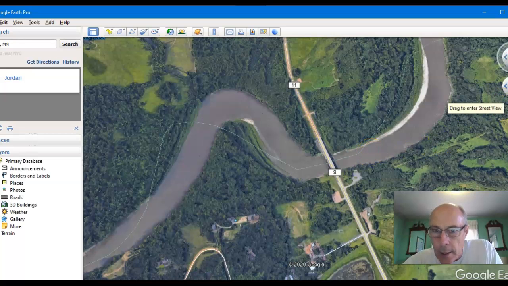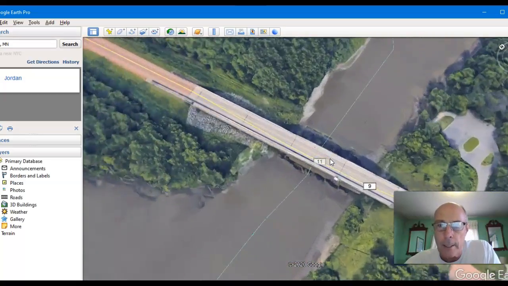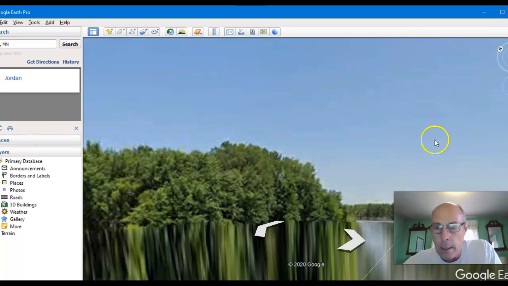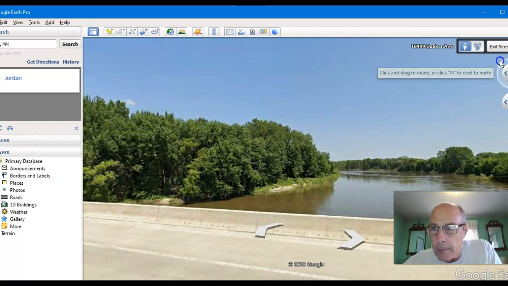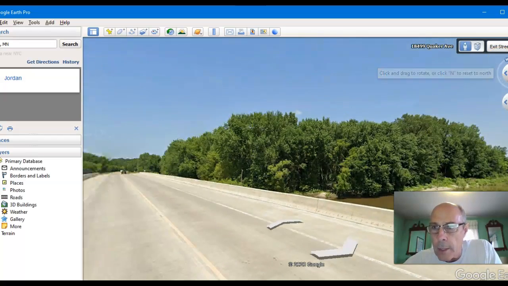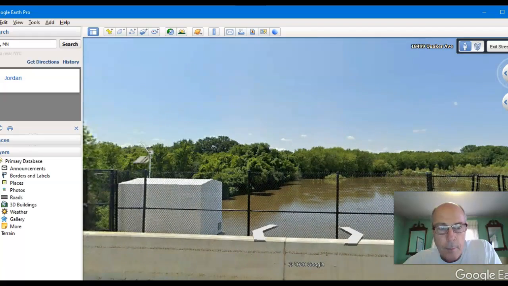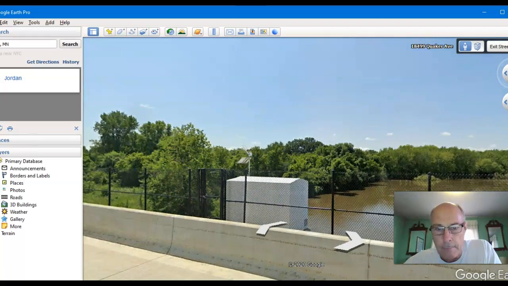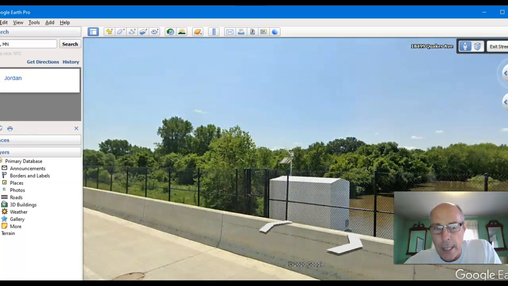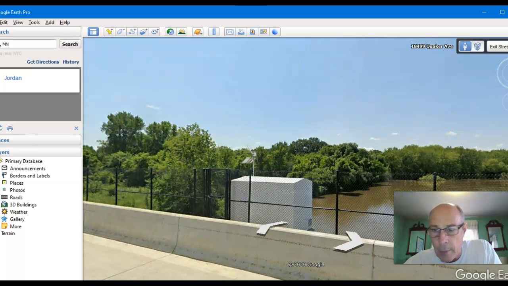You can actually see this gauging station. If I get it to the right spot here, we'll put the cursor right here, and I've got to spin it around a bit. There's the Minnesota River, and there is the gauging station right there. So that's keeping track of the height of the Minnesota River. And this is July of 2019.